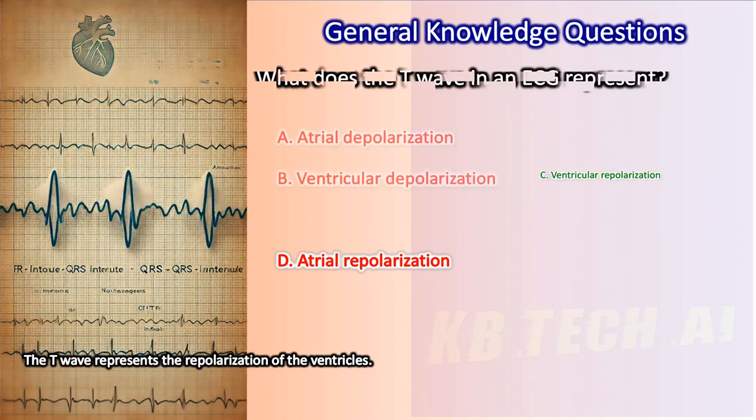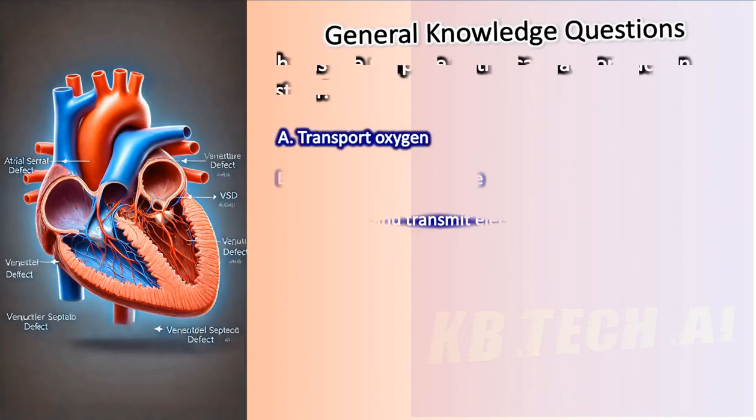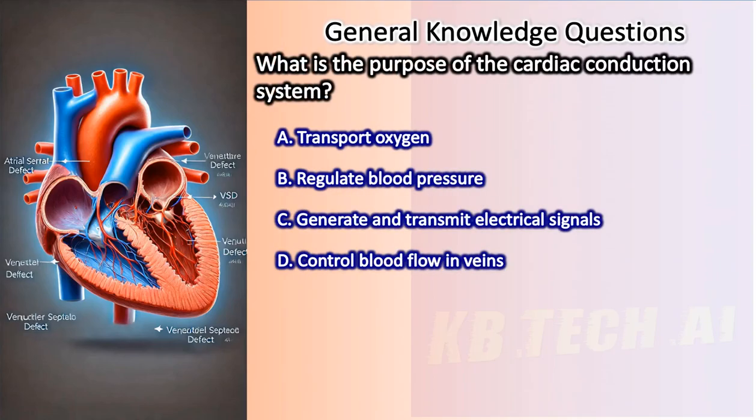The answer is Option 3. Ventricular repolarization. What is the purpose of the cardiac conduction system? Option 1. Transport oxygen. Option 2. Regulate blood pressure. Option 3. Generate and transmit electrical signals. Option 4. Control blood flow in veins.